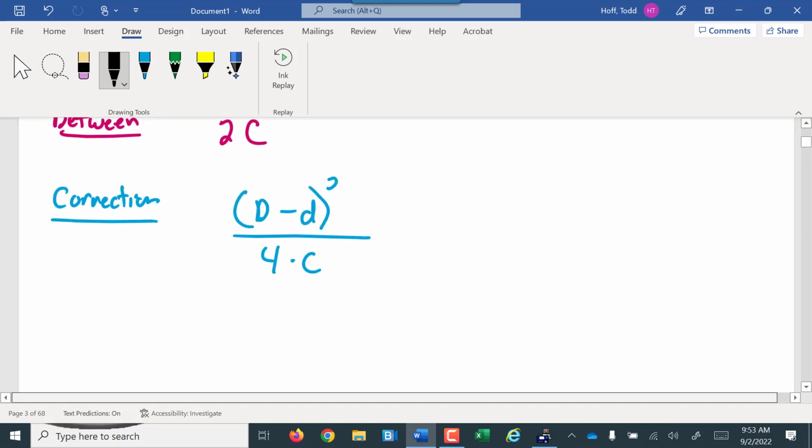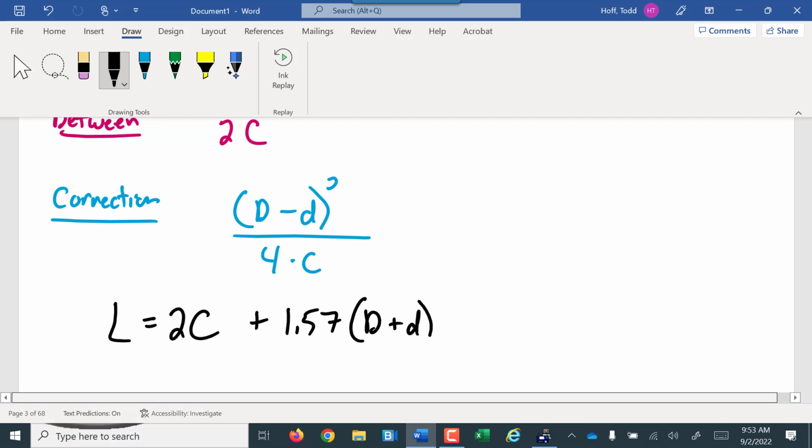So your total belt length is that length of belt between the pulleys, 2C, plus the length of belt in contact, plus that correction factor.